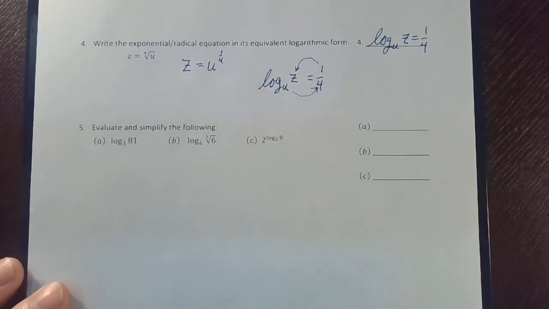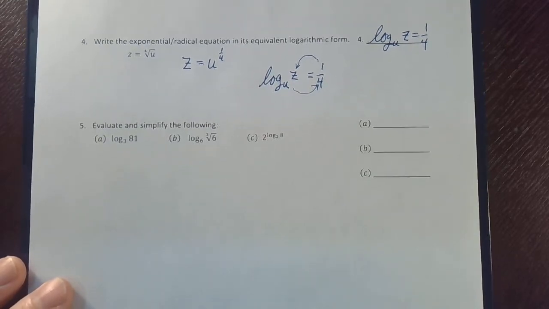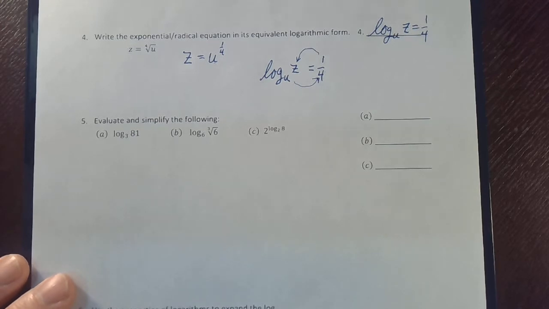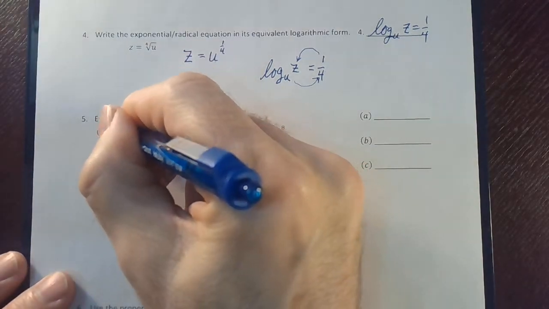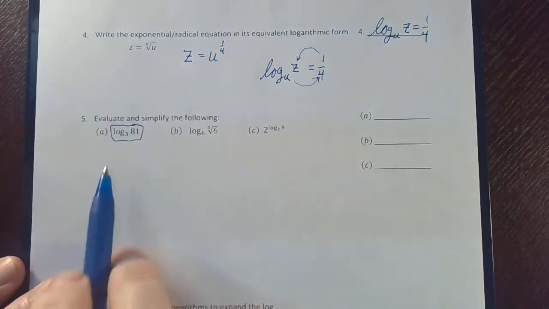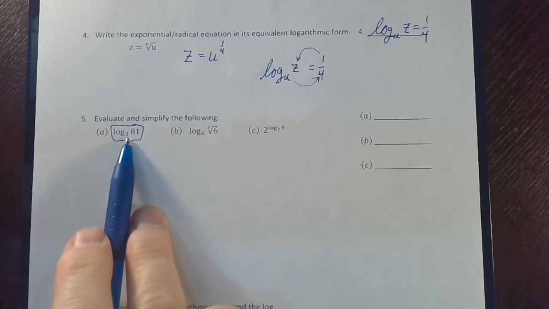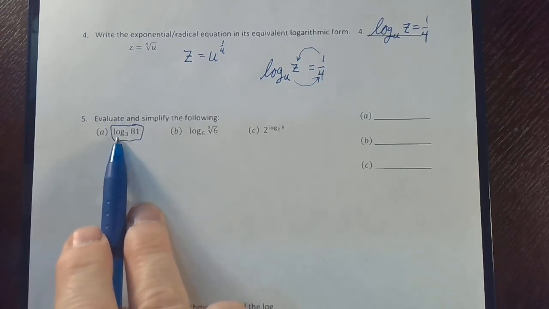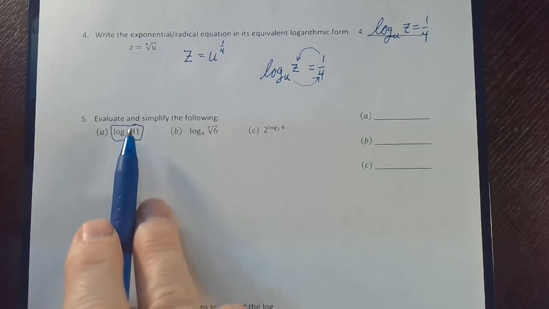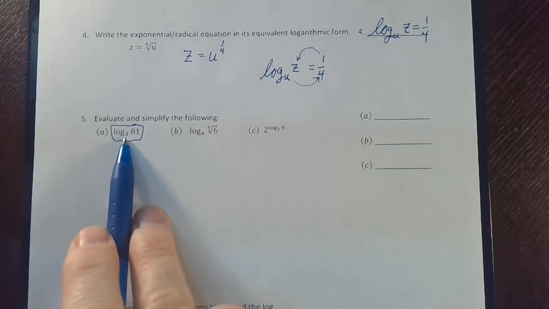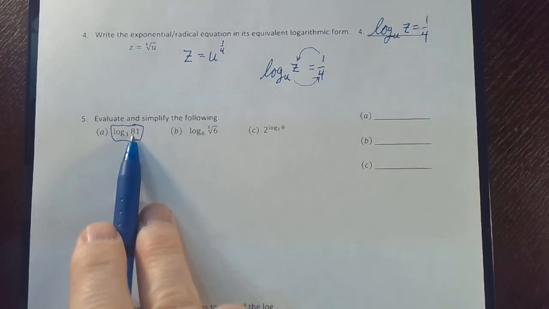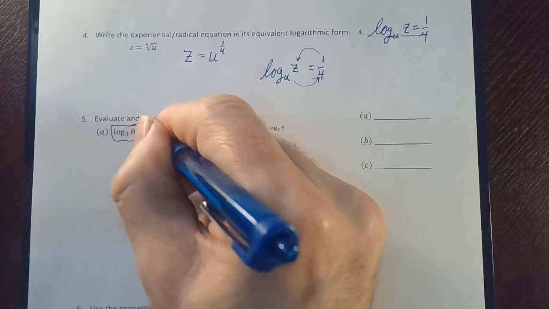Number 5 just says evaluate and simplify the following. Here we have log base 3 of 81. This is the exponent you raise 3 to get 81. Let's see, 3 squared would be 9, 3 to the 3rd would be 27, and 3 to the 4th gives you 81. So that's equal to 4.